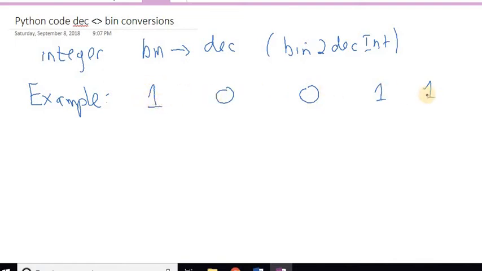Here's a binary that I'm going to convert to a decimal. Now, since this is a binary integer, I know that this last one corresponds to 2 to the 0. So I'll write this as 1 times 2 to the 0. This one is 1 times 2 to the first. This one is 0 times 2 to the second. This one is 0 times 2 to the third. And then this is 1 times 2 to the fourth.